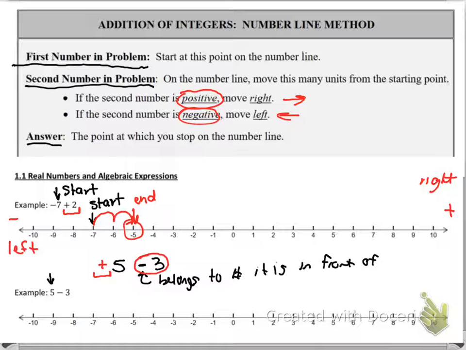Okay, so let's get back to the number line method. Again, 5 is our starting point. I need to find +5 on my number line, and that number +5 is right here. So that tells me where to start.